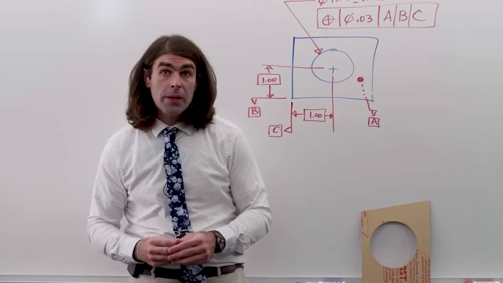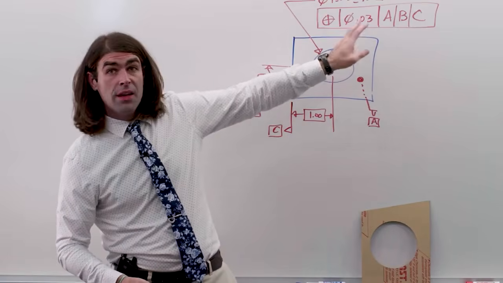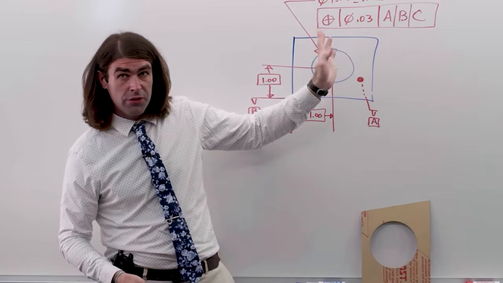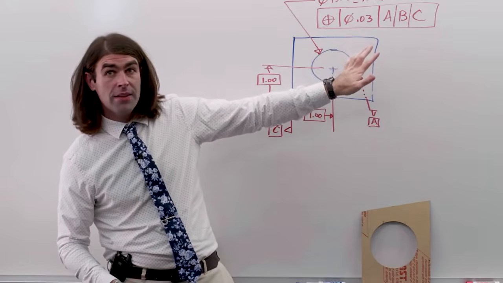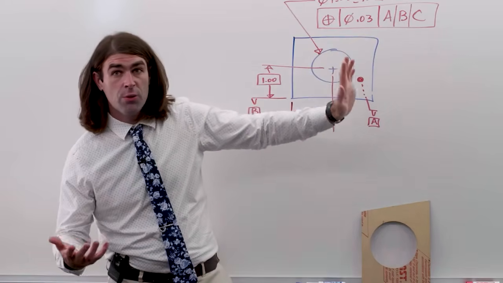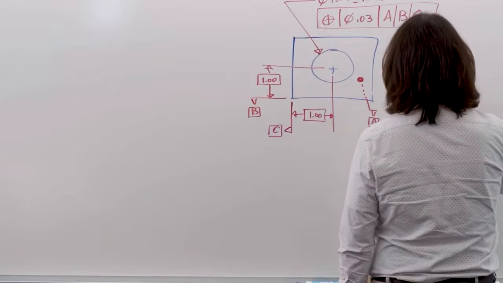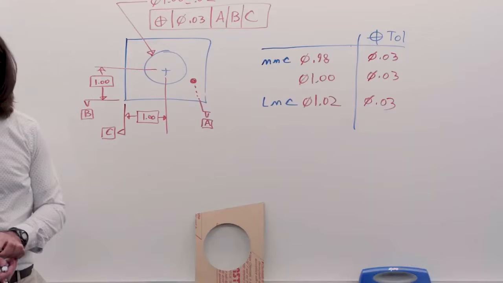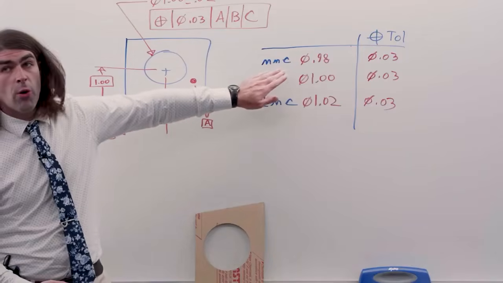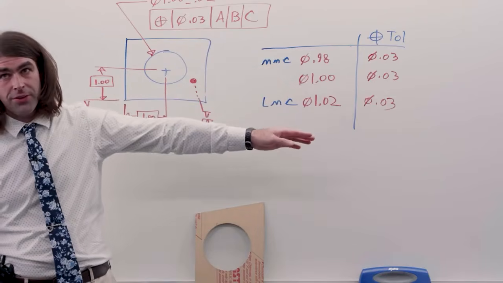So let's chat a little bit about material condition modifiers. In this case, it's a position, feature of size, no material condition modifier. It means that this applies at RFS. So what exactly does that mean? If we make a little chart, it just means that if the hole comes in at MMC, the smallest hole, 0.98, you have 30 thousandths position.